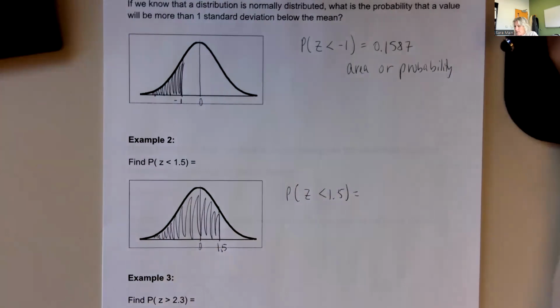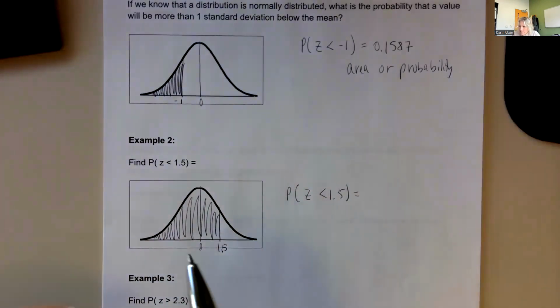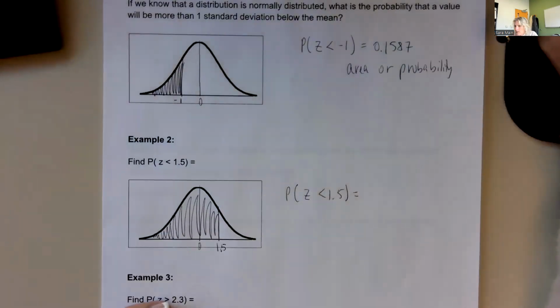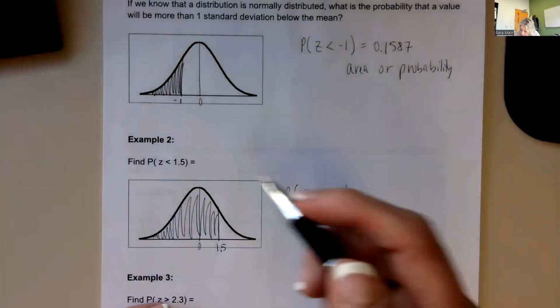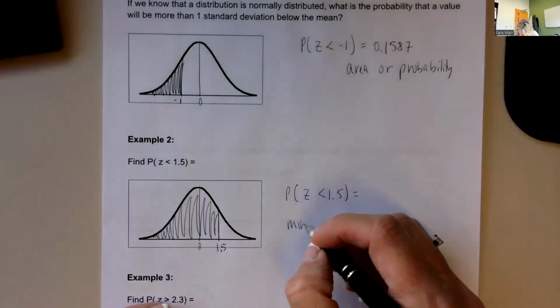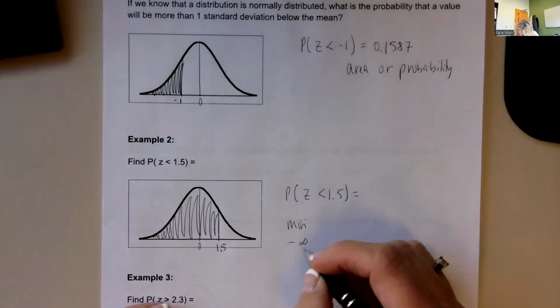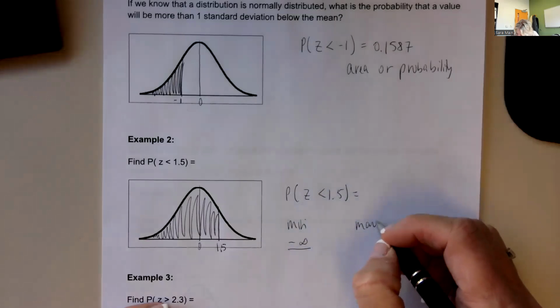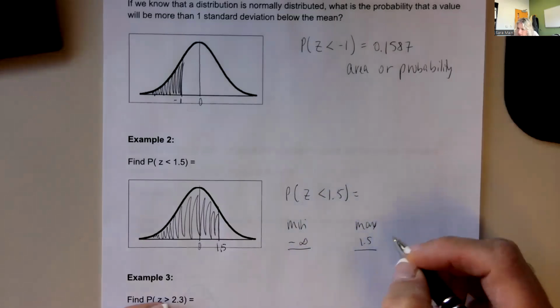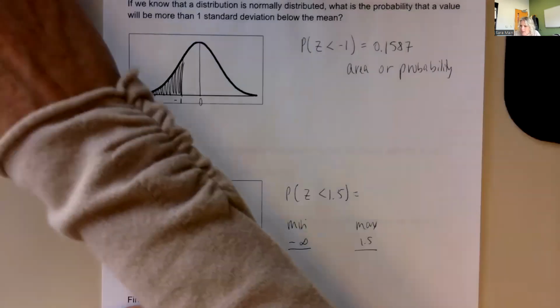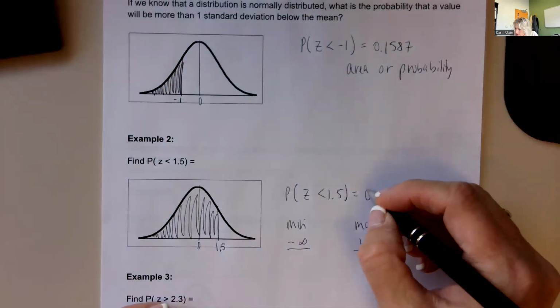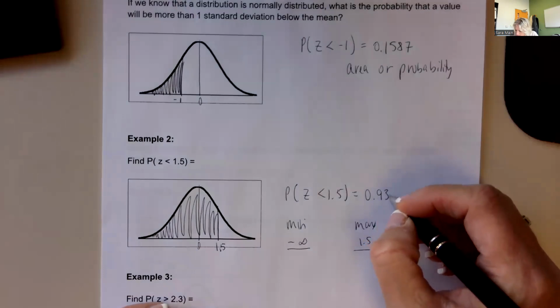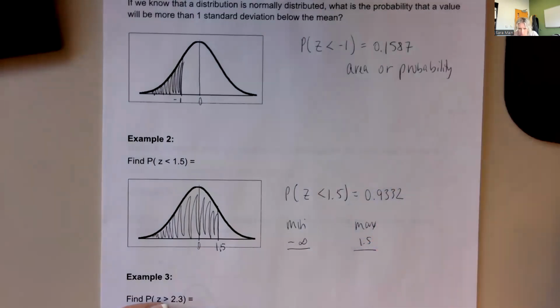And so I can go back to Desmos, and now my min is still a negative infinity. Let's just write that on the paper. And then my max is at 1.5. And then that likelihood is 0.9332.